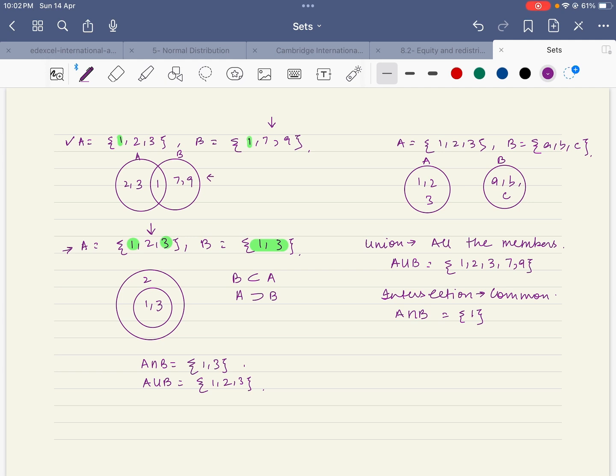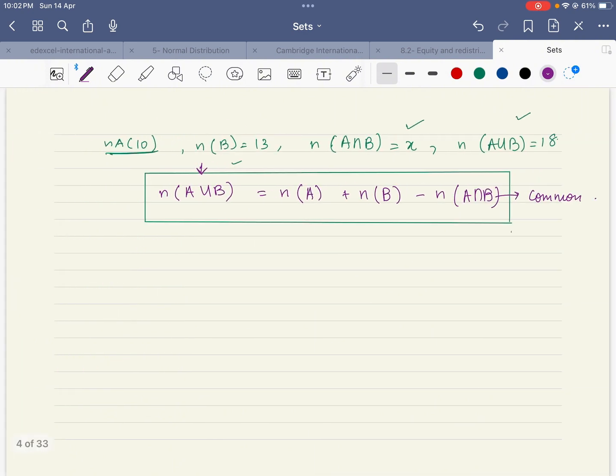There is a formula to calculate number of elements of a set. Number of elements is denoted by a small n, and the formula is: number of elements of A union B is equals to number of elements of A plus number of elements of B minus number of elements of A intersection B. A intersection B is subtracted for a reason.